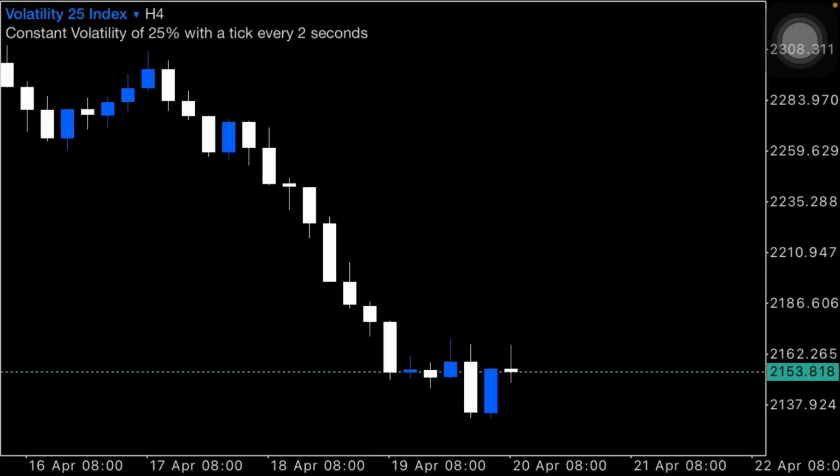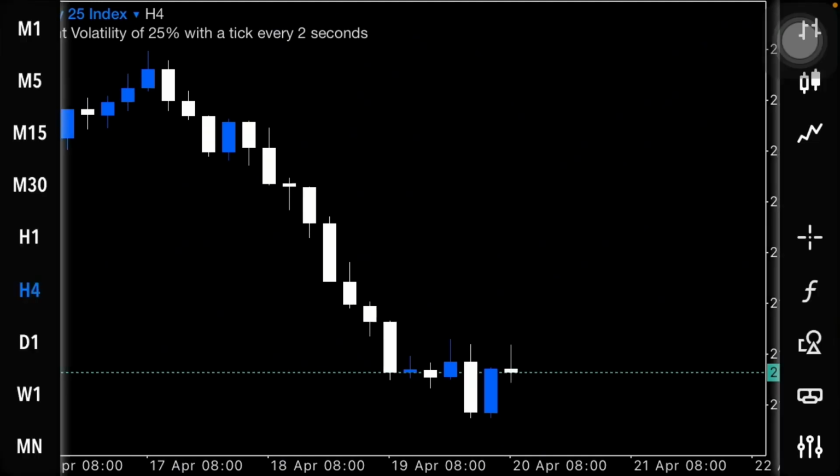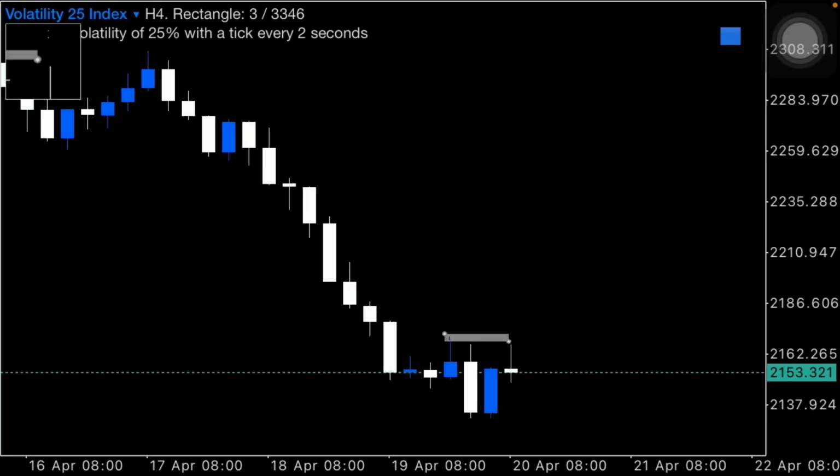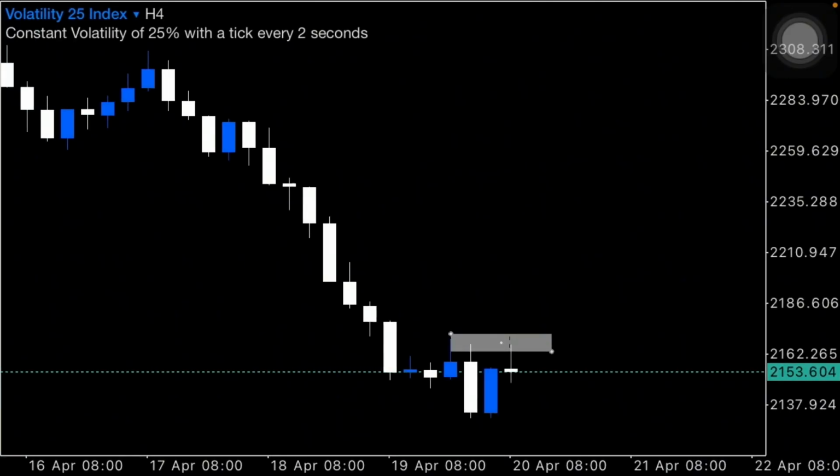So what I'm going to do is, now the market has come back to the zone, so I'm going to mark out this bearish order block right here.